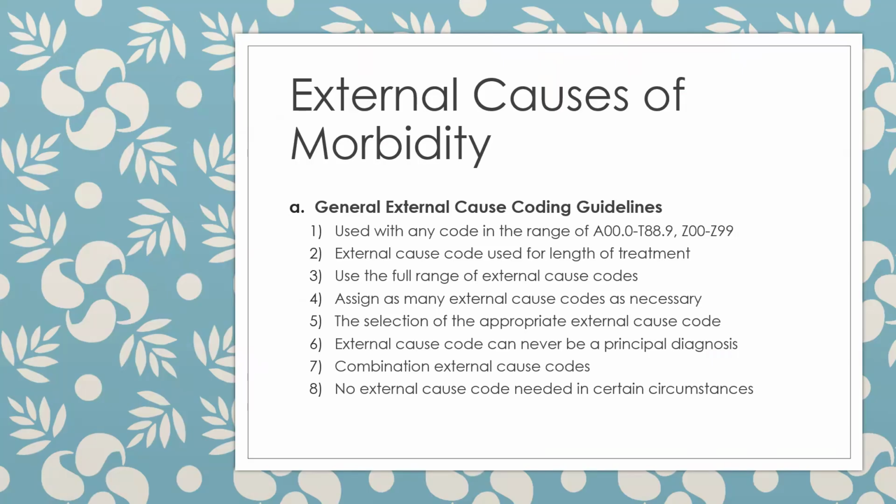These codes capture how the injury or health condition happened, or the cause, and the intent, unintentional or accidental, or intentional, such as suicide or assault, the place where the event occurred, the activity of the patient at the time of the event, and the person's status, such as civilian or military.